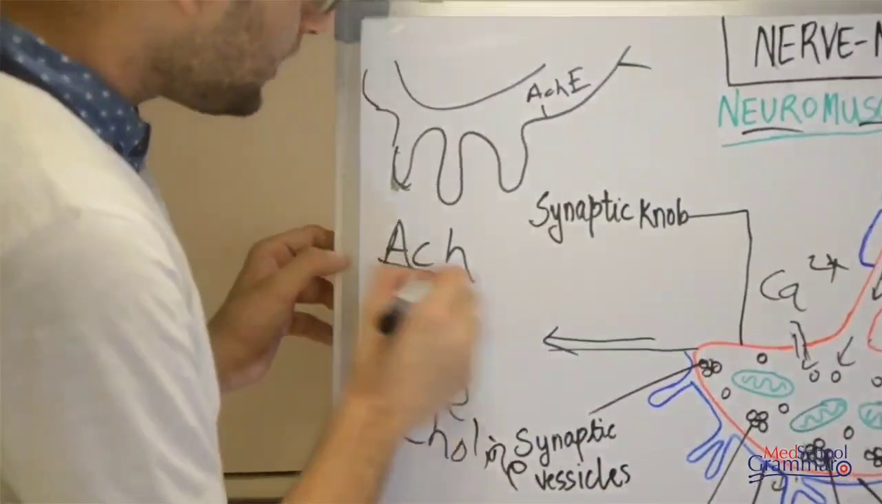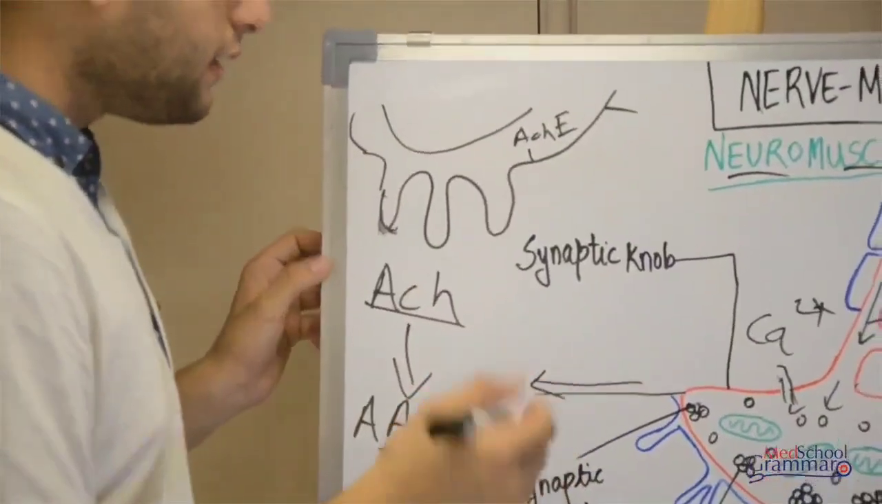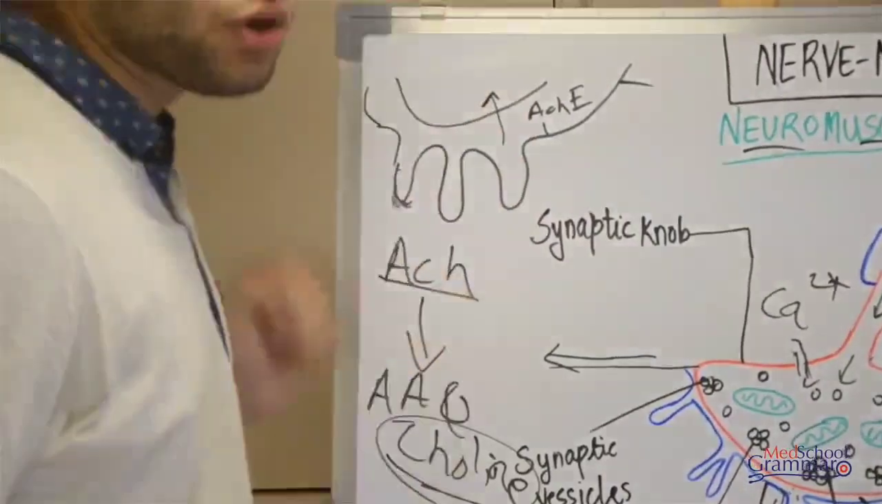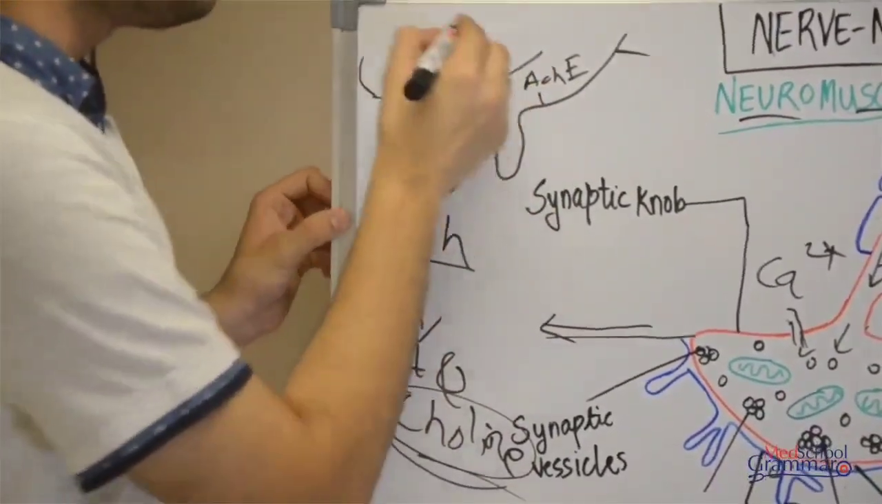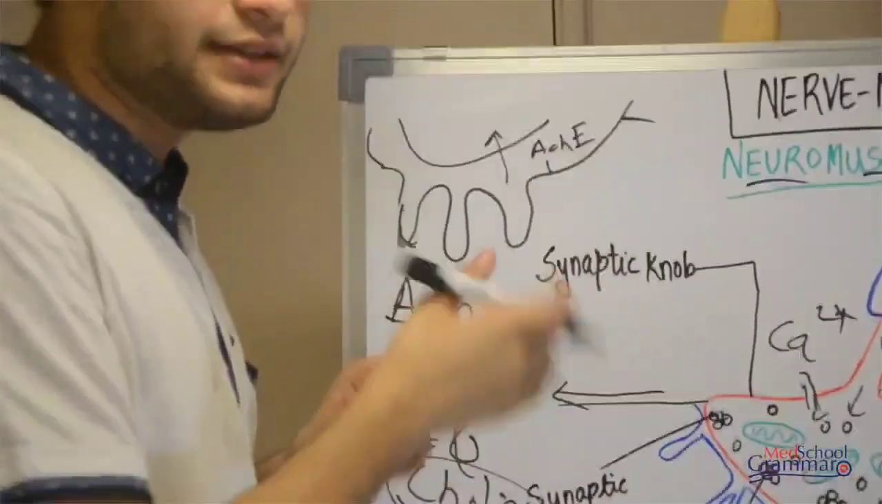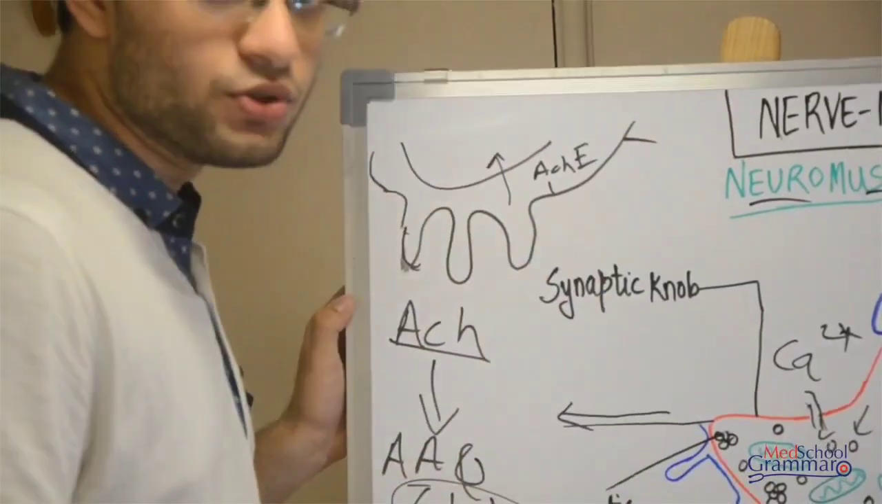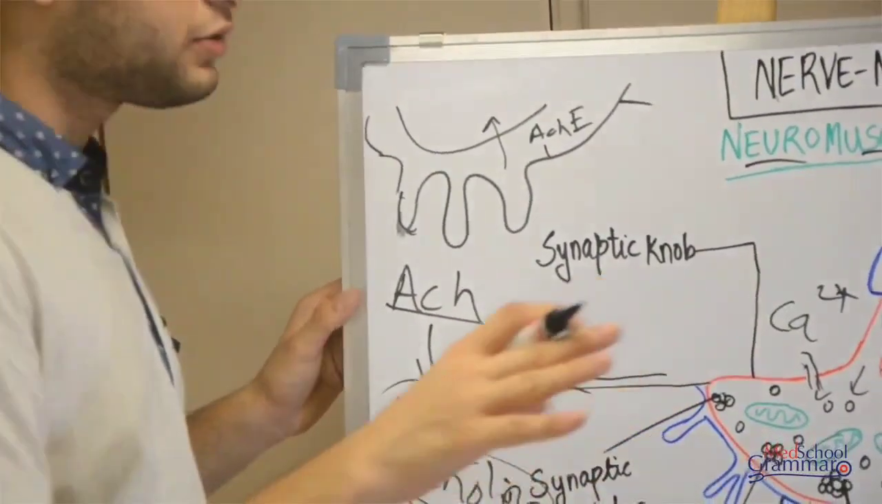These two components are again free. Now what happens? This choline is reabsorbed by the neuron. It binds with acetic acid inside the synaptic knob and enters the vesicle for its reuse. And the acetic acid is just thrown outside.